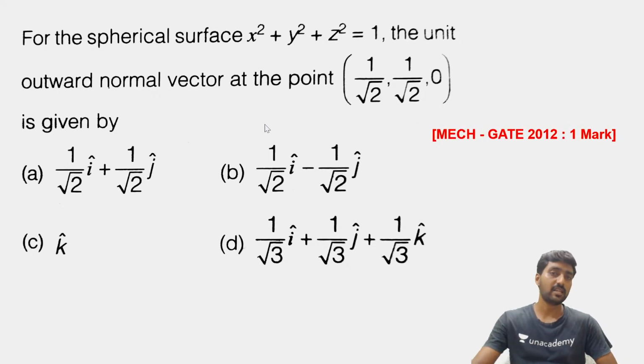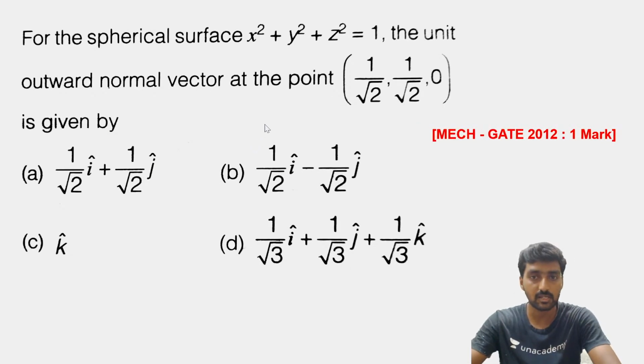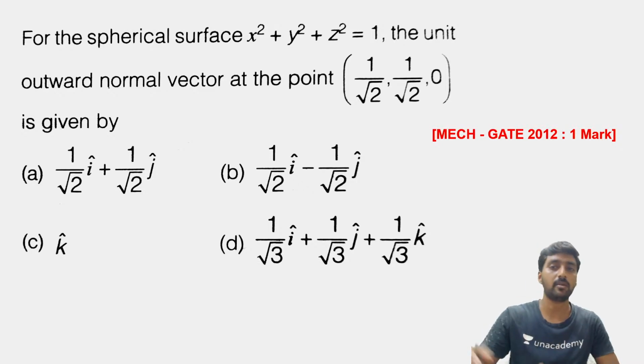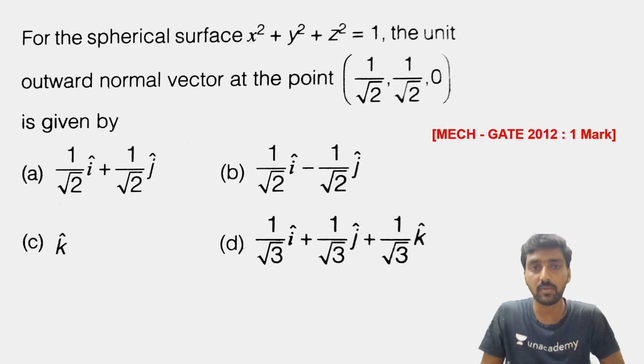Yes, for the spherical surface x square plus y square plus z square is equal to 1, in this category, the unit outward normal vector at the point 1 divided by root 2, 1 divided by root 2, 0 is given by.